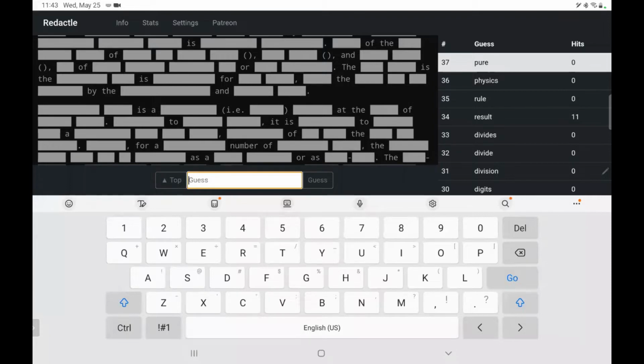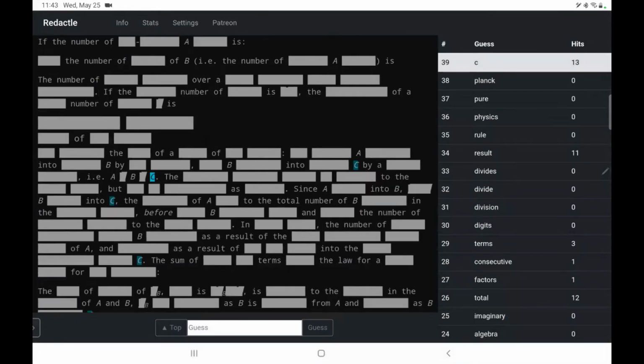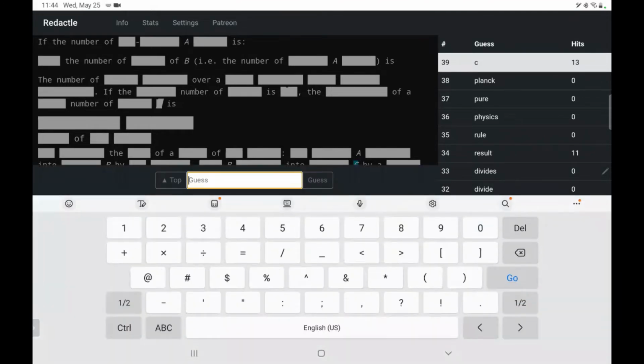Who are some other famous mathematicians? Oh, well, Planck's constant is physics, right? Let's maybe try some other letters. 13 C's. A, B, C. Oh, A. Is that to the power of? Where is my to the power of? There we go.